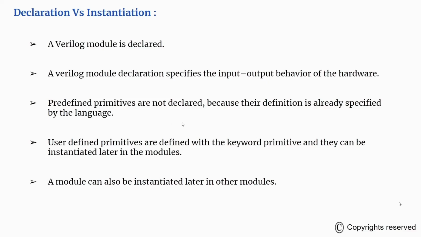UDPs are also declared first, which describes their input-output behavior. We do the declaration with the keyword primitive and end it with endprimitive. Between the keywords primitive and endprimitive, we describe the input-output relationship. In the module, the UDP will be instantiated. A module can also be instantiated later in another module. We will see this in a later video.